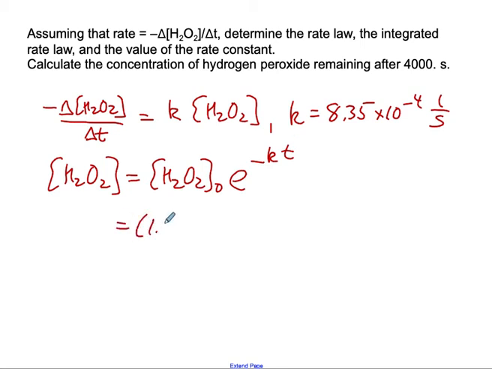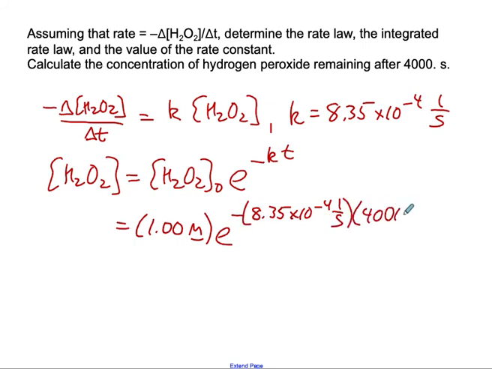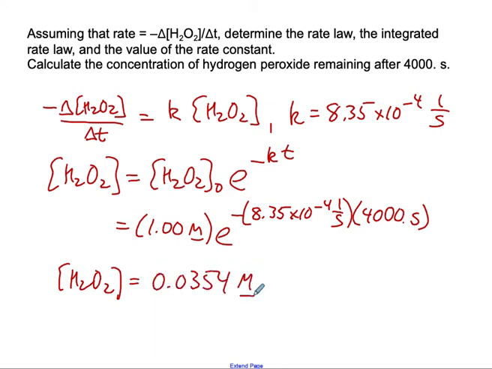So this is equal to 1.00 mole per liter times e raised to the power of negative 8.35 times 10 to the negative fourth reciprocal seconds times the time, 4,000 seconds. Notice that seconds cancel and the exponent is unitless, as it needs to be. And when I perform the calculation, I obtain my final value. The concentration of hydrogen peroxide after 4,000 seconds is 0.0354 moles per liter, which, if you look back at the data table, is consistent because it's less than the lowest value we've seen.